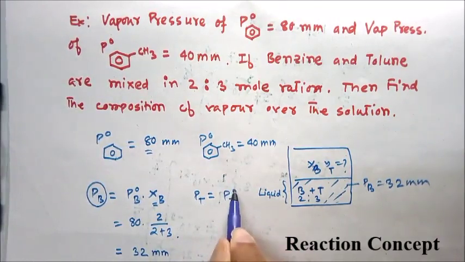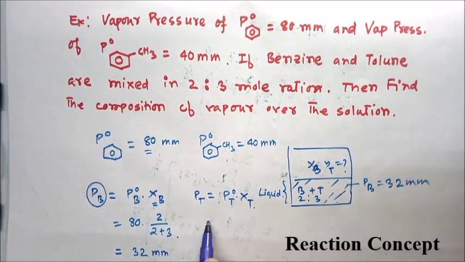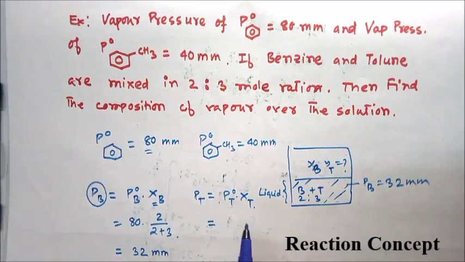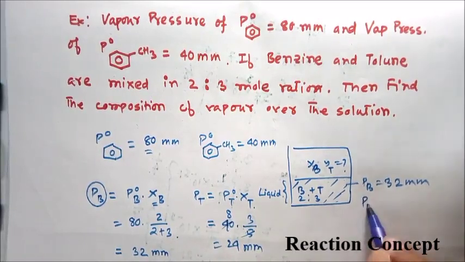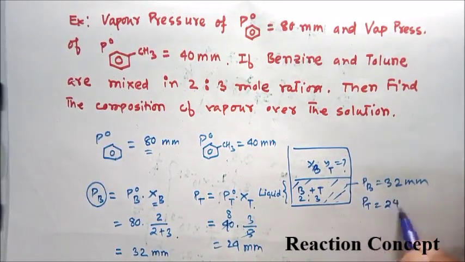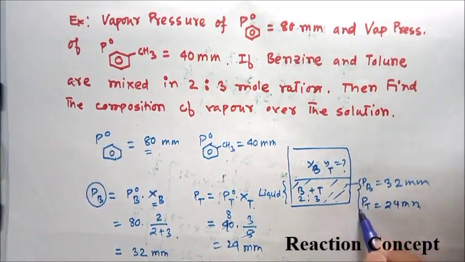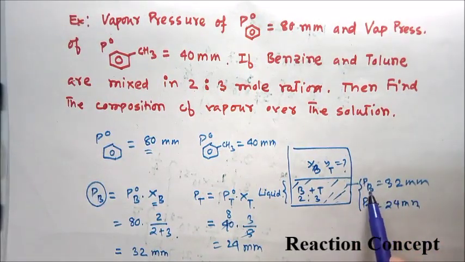It would be PT naught into mole fraction of toluene. It would be 40 into 3 divided by 5. It would be 24 mm. This vapor pressure of benzene and toluene, these are the partial pressures, since they exist in the vapor state. This will be the partial pressure of benzene and toluene.